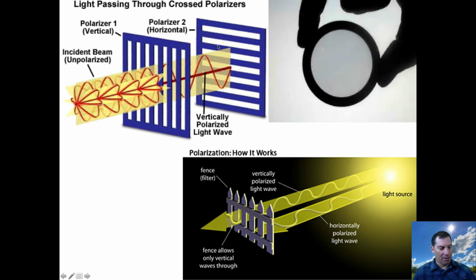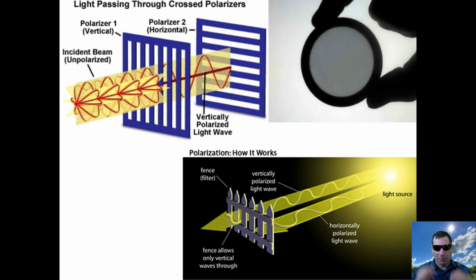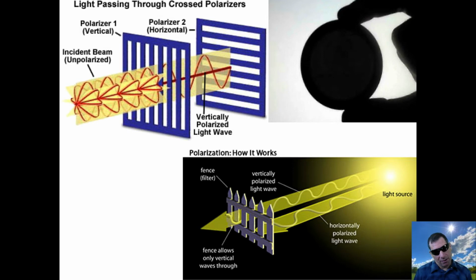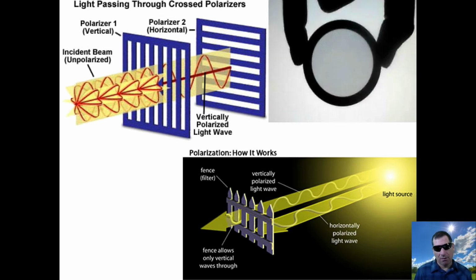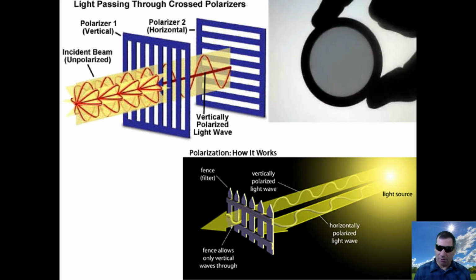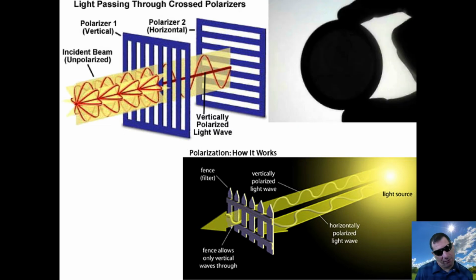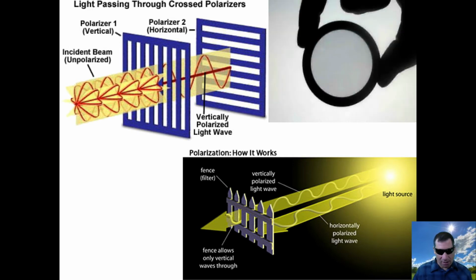You can usually do that with sunglasses. If I put on a pair of sunglasses here, and you can do this on your computer screen, and then I just turn my head, my computer screen goes from dark to light because the computer screen is polarized, and so my glasses are also polarized. If you change the angle or the direction of the filter from vertical to horizontal, you can block out all the waves. So it's kind of cool.